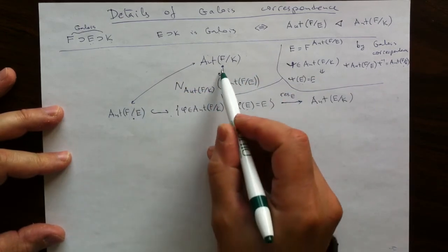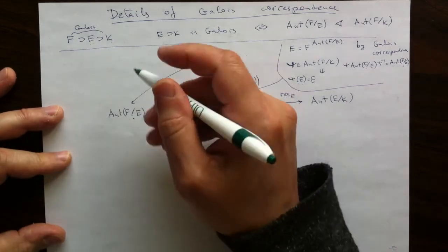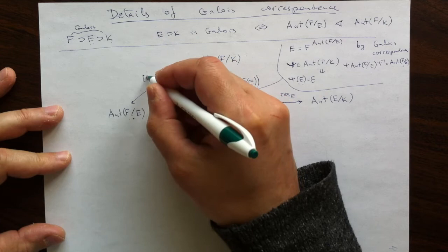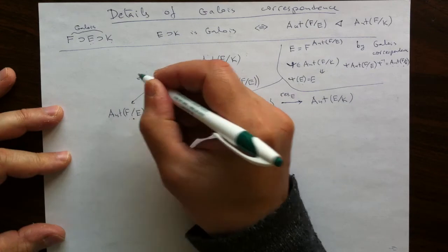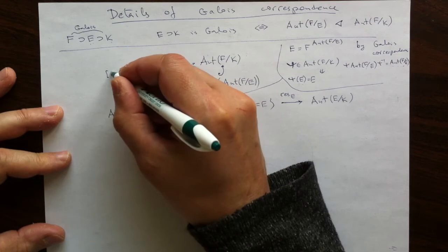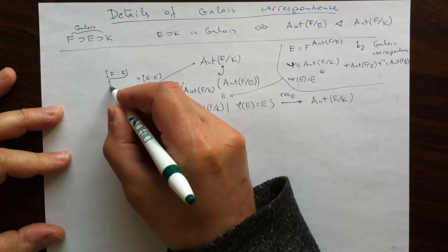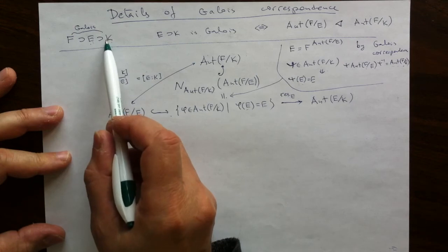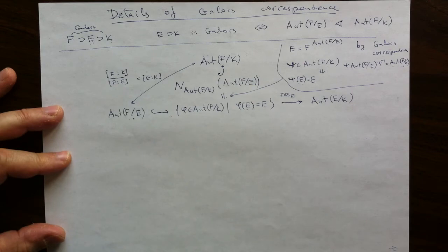So this is just going around the chain and noticing that the index of this embedding is the same as the degree of E over K. Well, that is because I can write this degree as a ratio of the degree of F over K, so overall degree, and then the degree of F over E, right? So this degree times this degree is that degree, and I'm just rewriting the statement.